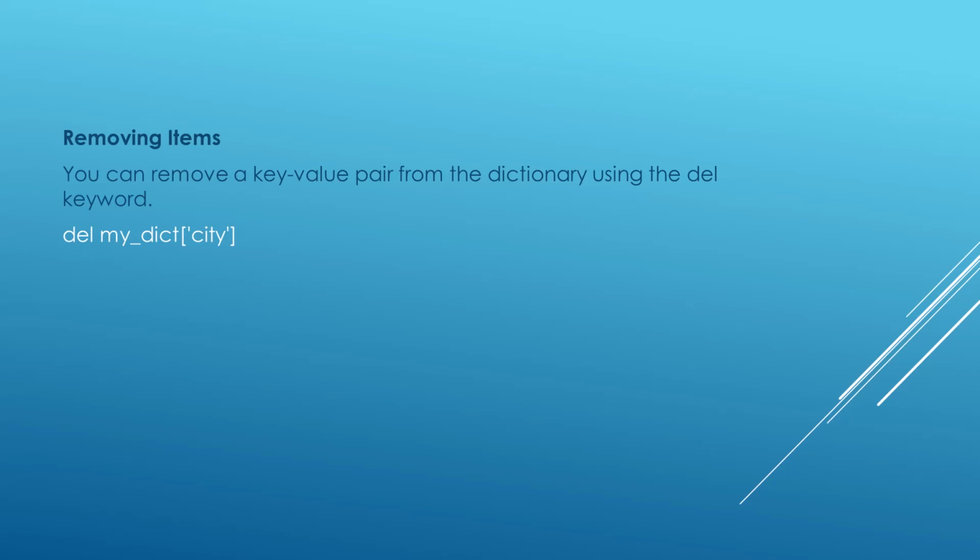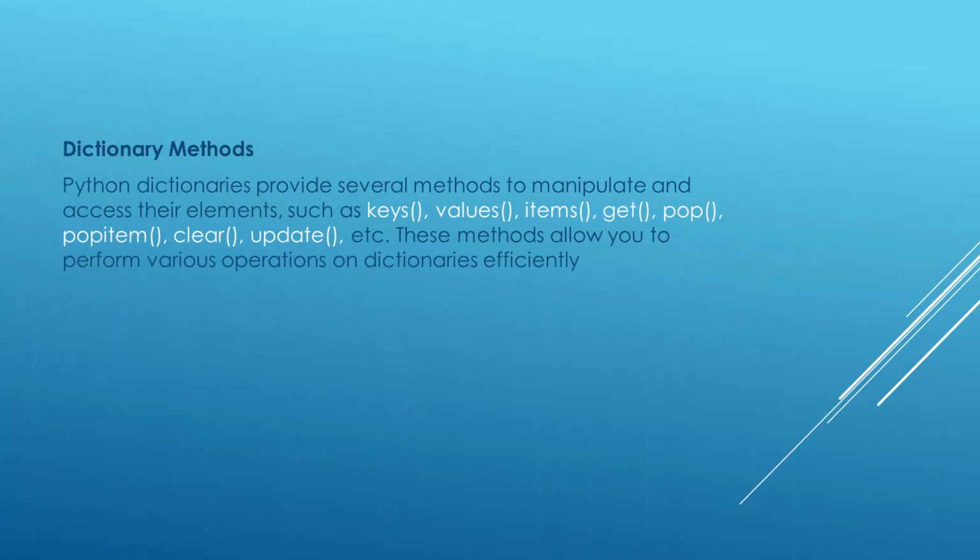Dictionaries are incredibly versatile and are used in many Python programs for tasks such as storing configurations, representing JSON-like structures, counting occurrences of items, and more. They are a fundamental part of the language's data structures and provide efficient means for organizing and accessing data.